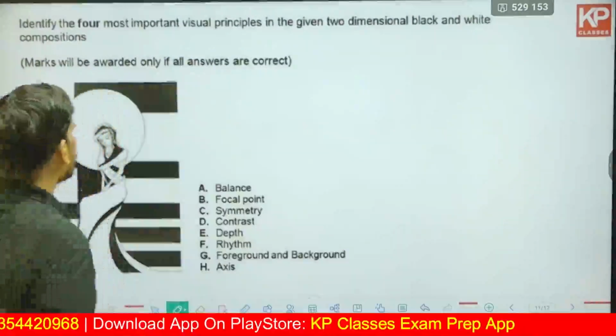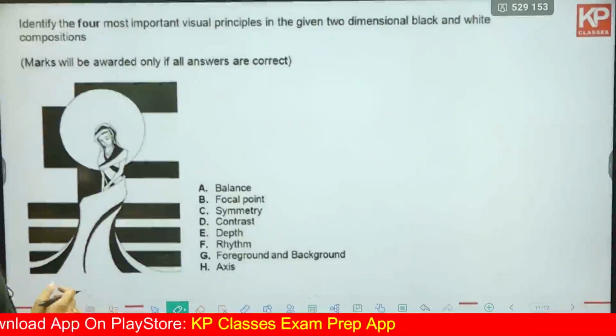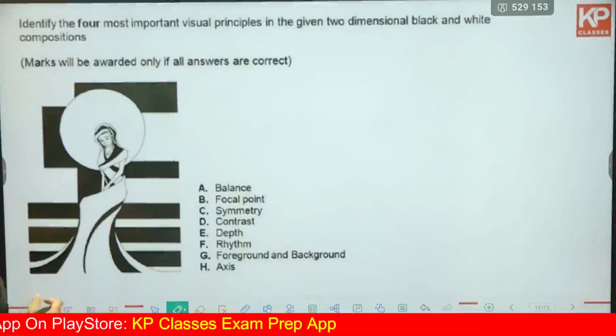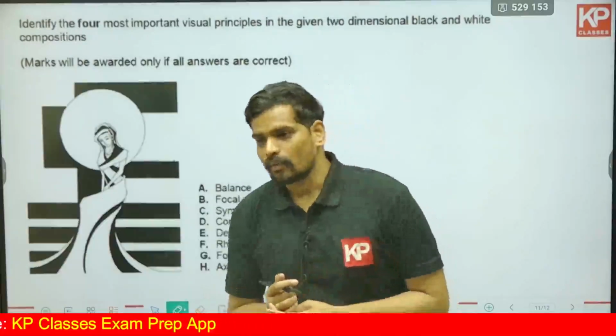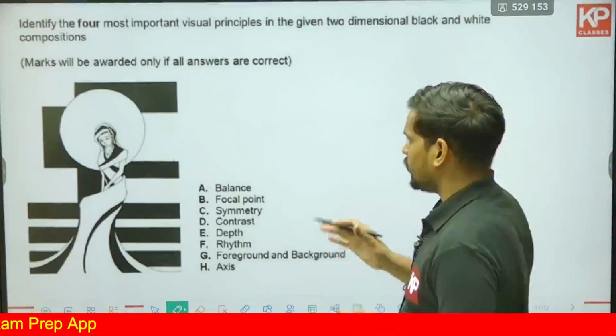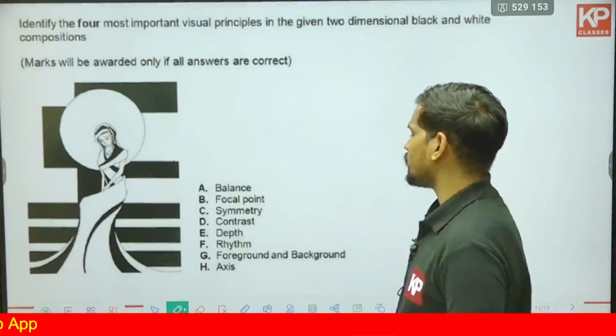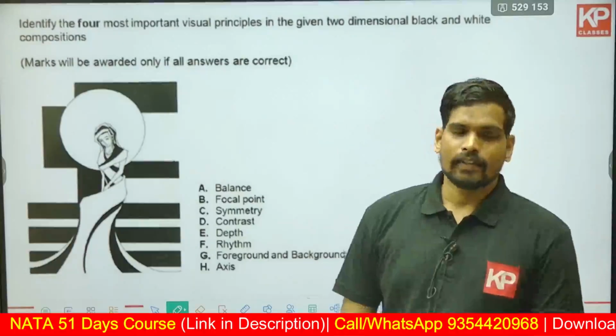The next question. Identify the four most visual principles in the given two-dimensional black and white composition. Marks will be awarded only if all the options are correct. So you have a list of pointers among which you have to select the correct ones. Let us go through the list and try to eliminate what is not correct, and that way you can easily identify the correct options.